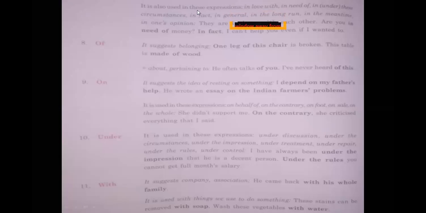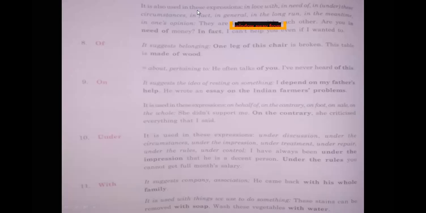Under discussion, under circumstances, under impression, under treatment, under repair, under the rules, under control. These are certain expressions where we use these. I have always been under the impression that he is a decent person. Under the rules, you cannot get full month's salary. It means when you talk about something within, there you use under. And the expressions you have read, you just need to practice a bit so that you can become well versed in this.